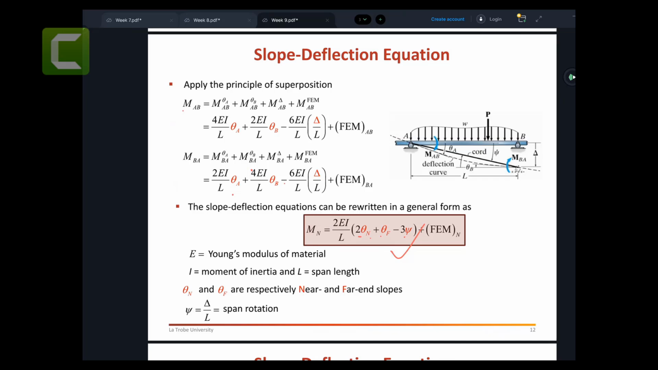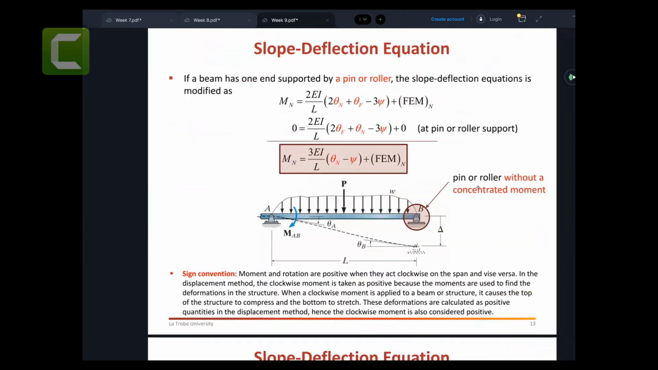This equation is called the slope deflection equation, the relationship between the internal moment, slope, and displacements, because the span rotation psi is delta on L. So this is called the slope deflection equation. The definition of the slope deflection equation is the relationship between the internal moments and slope and displacements, right? Where E is the Young's modulus, I is the moment of inertia, L is the span length, near node, far node, and this is the span rotation.